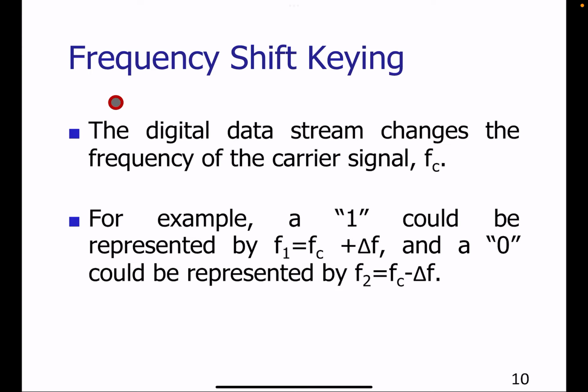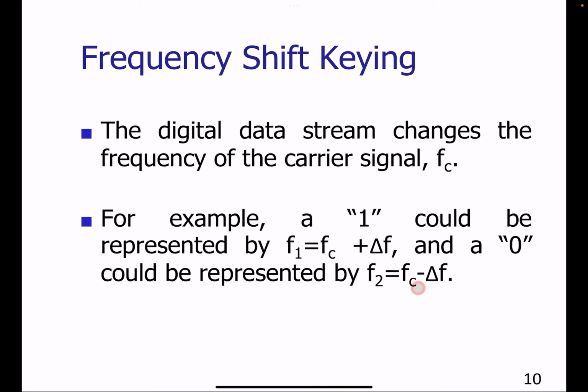So the second technique is known as frequency shift keying. As the name suggests, here we are changing the frequency of the analog signal to represent digital bits. Here we will have a carrier frequency, and for example, let's say we have a bit of 1, then we will increase the frequency by delta f, and if we have a bit of 0, then we will decrease the frequency by delta f. So based on these changes in frequency, we can uniquely identify whether this signal element is representing a 0 bit or a 1 bit.